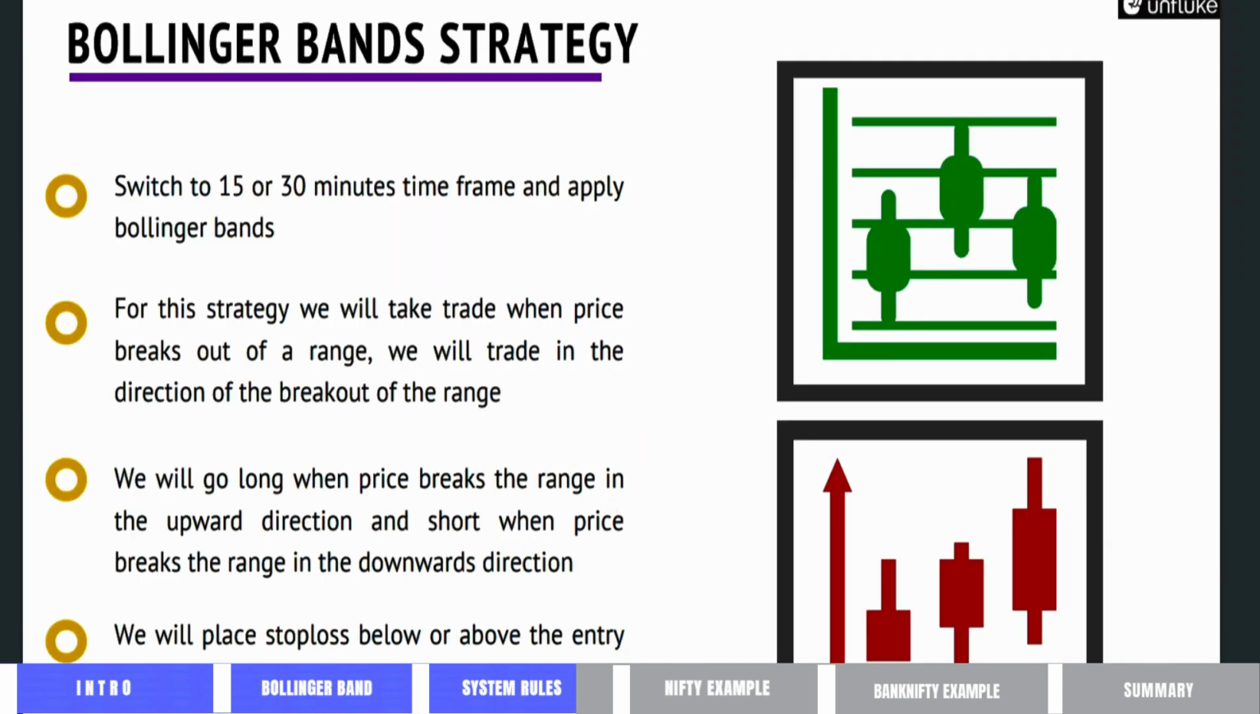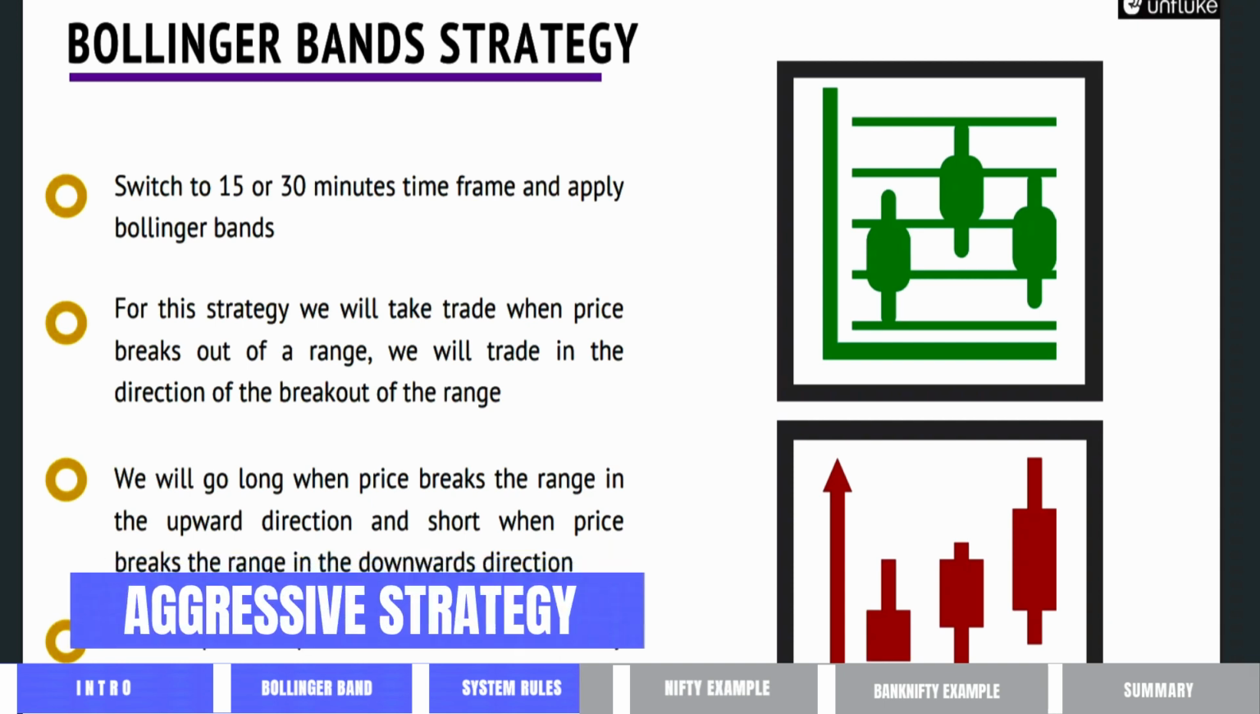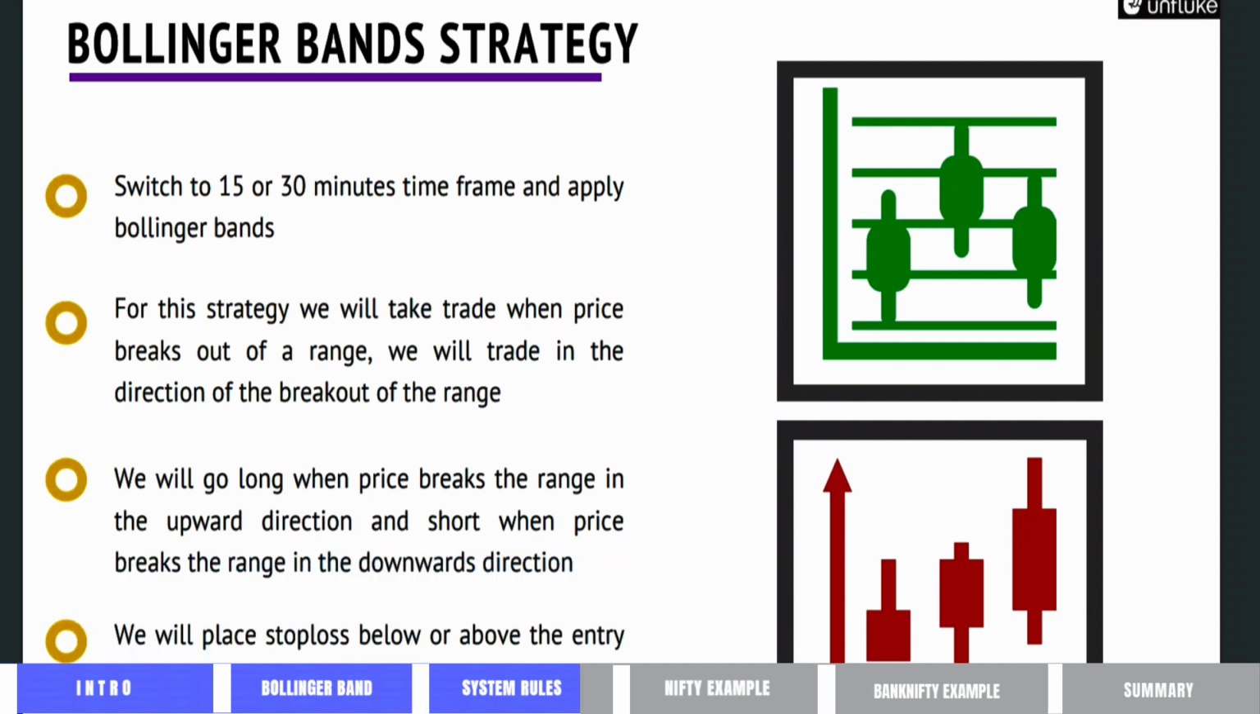But now I will show you an aggressive method, because this time we are going to take a trade directly on the breakout. And since it's aggressive, the profit we keep is 1:1 only. But the chances of the aggressive trade hitting your stop loss are higher. That means the accuracy is low for this, but the accuracy of the pullback trade is much higher.